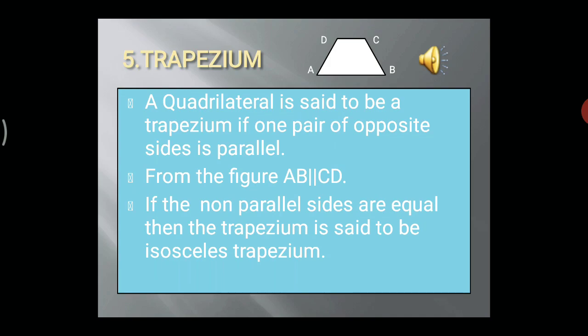Number 5 is trapezium. A quadrilateral is said to be a trapezium if one pair of the opposite sides is parallel. That means if we have a quadrilateral ABCD, if AB is parallel to CD, then the figure ABCD is a trapezium. The other sides BC and AD can be equal or unequal. But if the opposite sides BC and AD are equal, then this trapezium is specially said to be an isosceles trapezium.